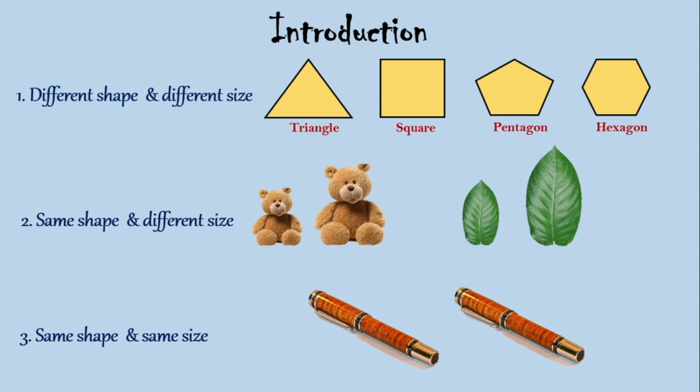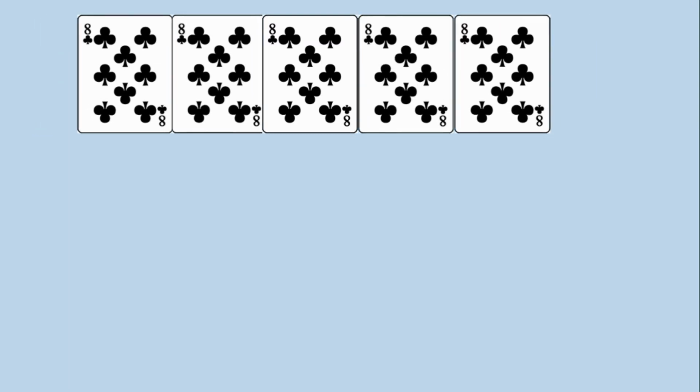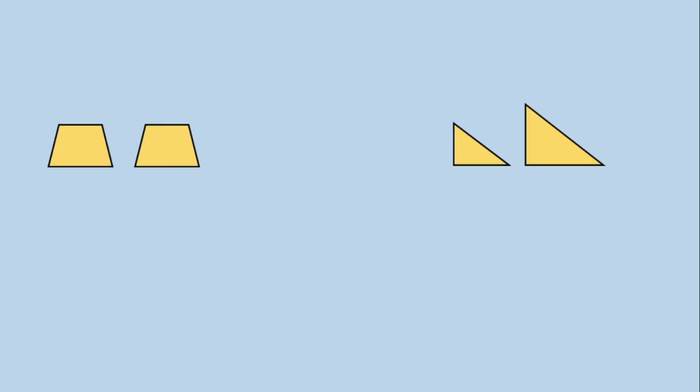In this chapter, we will study the figures which have the same shape and the same size. If we take 5 cards of identical clubs, they look exactly the same. And if we move these cards and place one on top of the other, the cards will coincide exactly. Now let us observe these 2 figures. In the first figure, the quadrilaterals have the same shape and size. But in the second figure, 2 right angle triangles have the same shape but different size.